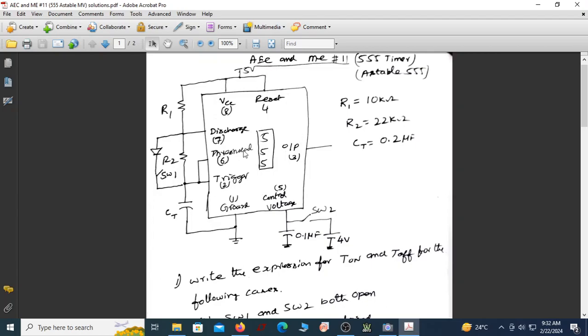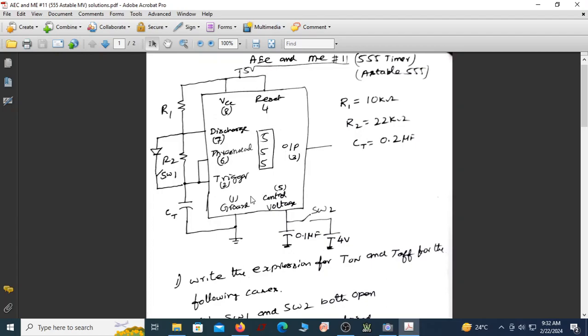In this particular video, we will see the problems on 555 timer based multivibrators. In this particular circuit diagram, it is asked to write the expression for on time and off time of this 555 timer, which is an astable multivibrator, under different cases.